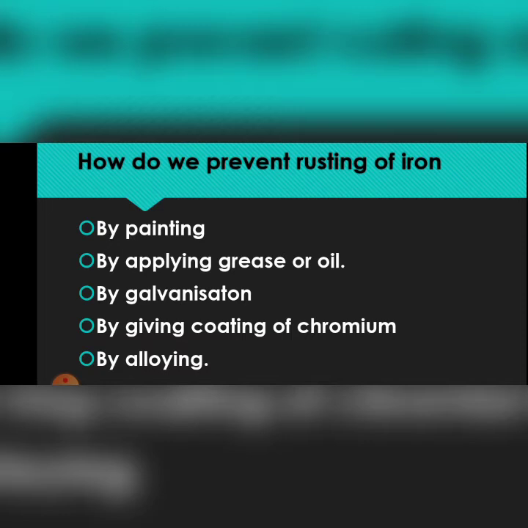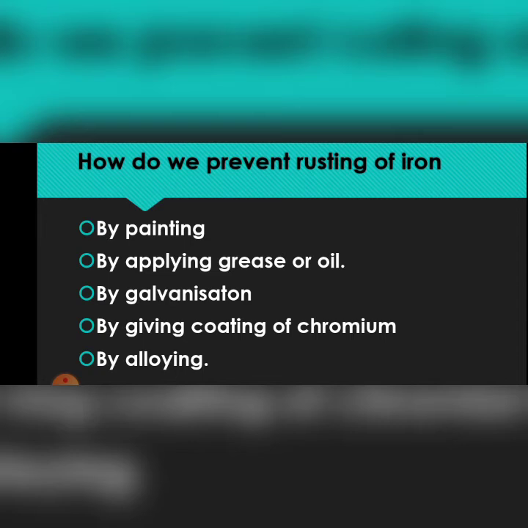Rusting can be prevented by giving a coating of chromium. Chromium is also a metal which has a shiny appearance and does not rust. So a thin layer of chromium is given on the iron object to prevent rusting.